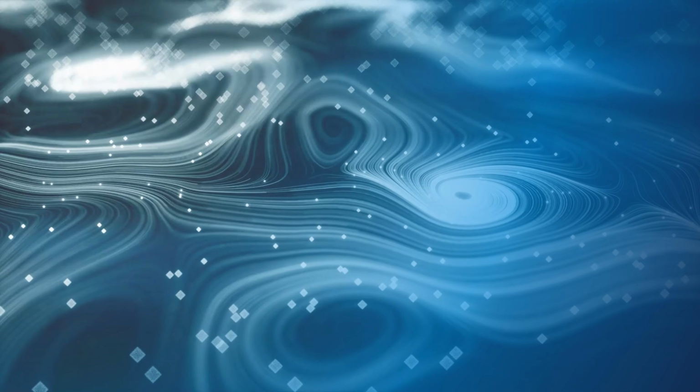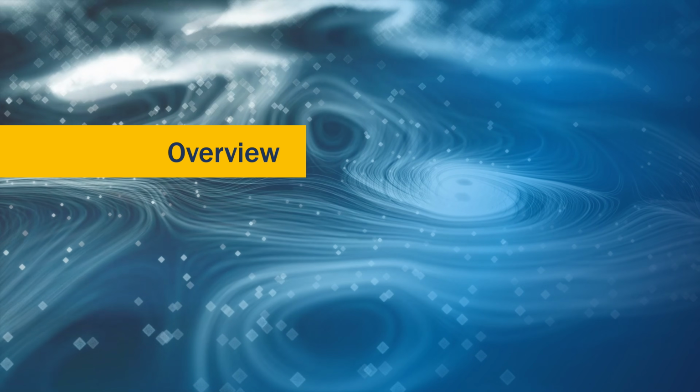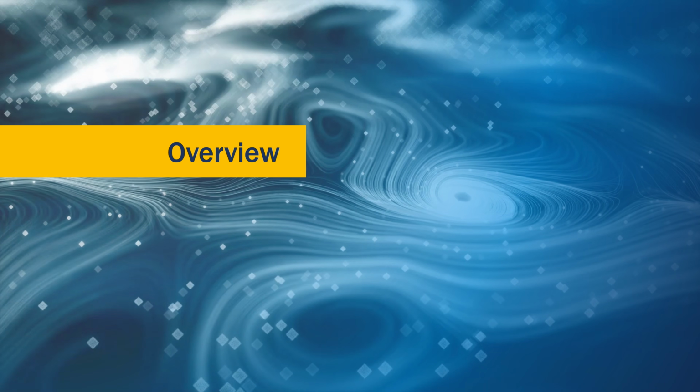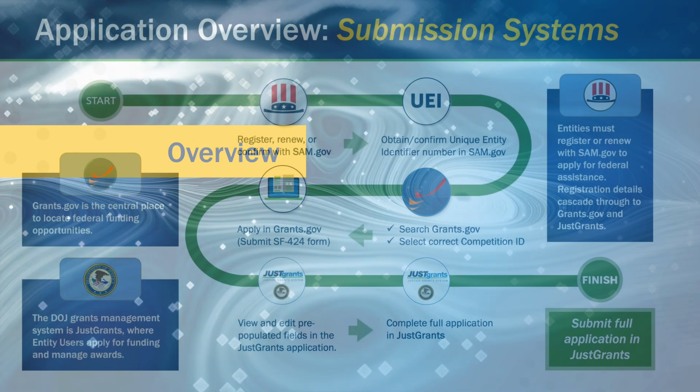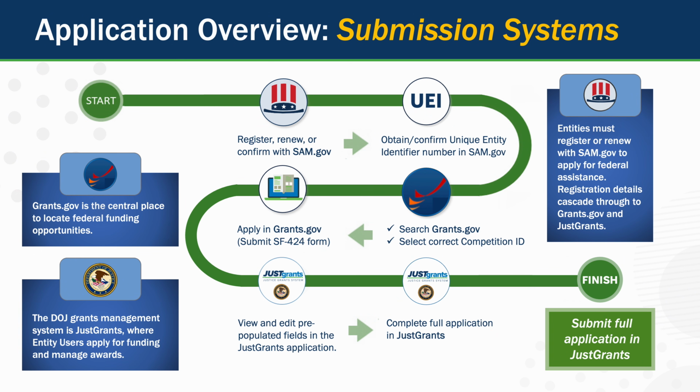Let's begin with a high-level look at the application submission process. Application submission involves three systems in the preparation and submission of an application: SAM.gov, Grants.gov, and JustGrants. This flowchart shows that process from beginning to end. This is available for review on the JustGrants website.